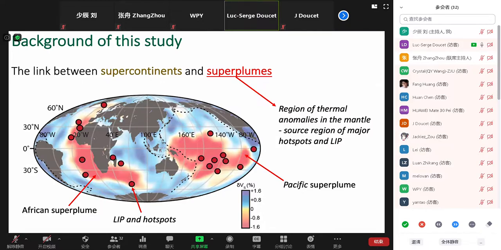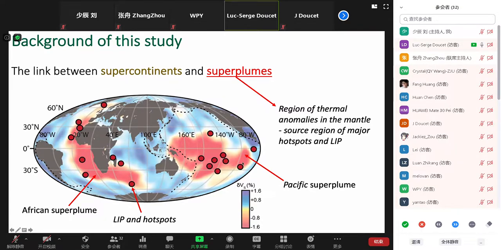So back again to the tomography at 2,800 kilometers, we have the African LLSVP here, also called the African superplume, and the Pacific superplume. And on this map, I have represented the major hotspots and LIPs today, okay? And you see that they are closely linked to these major structures.